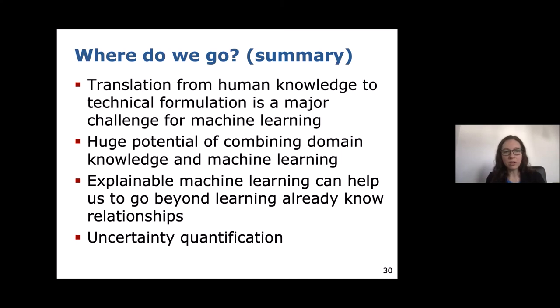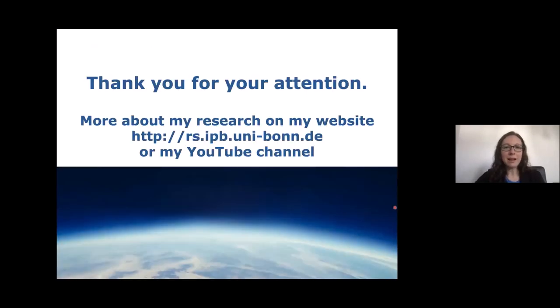I haven't talked about uncertainty quantification, but I want to mention it here because I see a huge potential in it. We are able to quantify data and model uncertainty in neural networks, and I think we should start to use this in our models. It will help us especially when we go to the decision process. And with this, I thank you a lot for your attention, and I am happy to take questions.